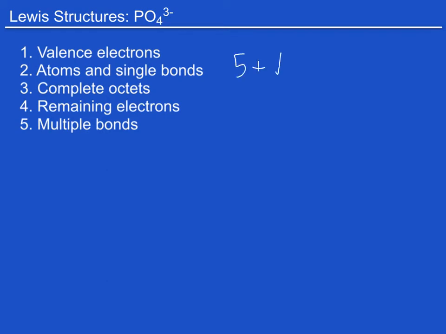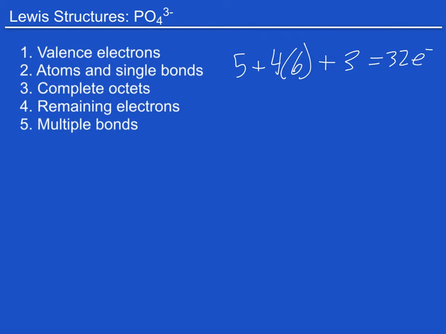There are 4 oxygens, each of which has 6. That's 24 there. And since it's 3-, we must have 3 extra electrons. Okay, so this is going to total up to 32 valence electrons. So that's how many electrons we need to place.